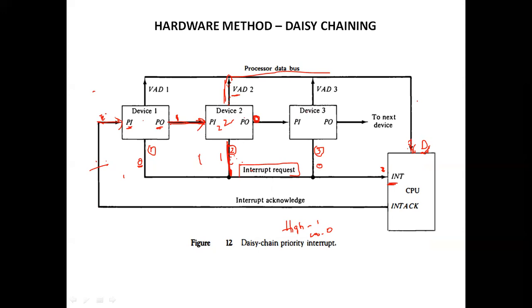Now the device puts its interrupt request signal in high state to indicate its interrupt has been taken care of. So here this signal is going to be high, which indicates that the interrupt is going to be taken care of. This is how the daisy chaining method is going to work. The CPU need not check which device has polled.